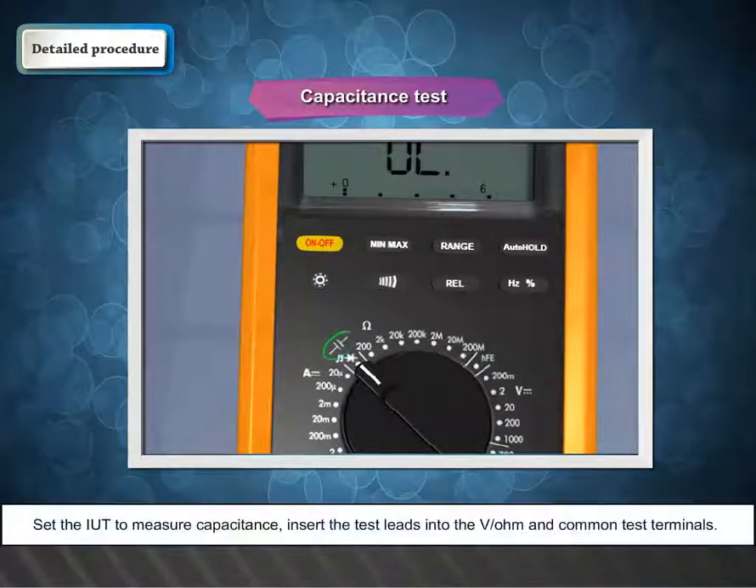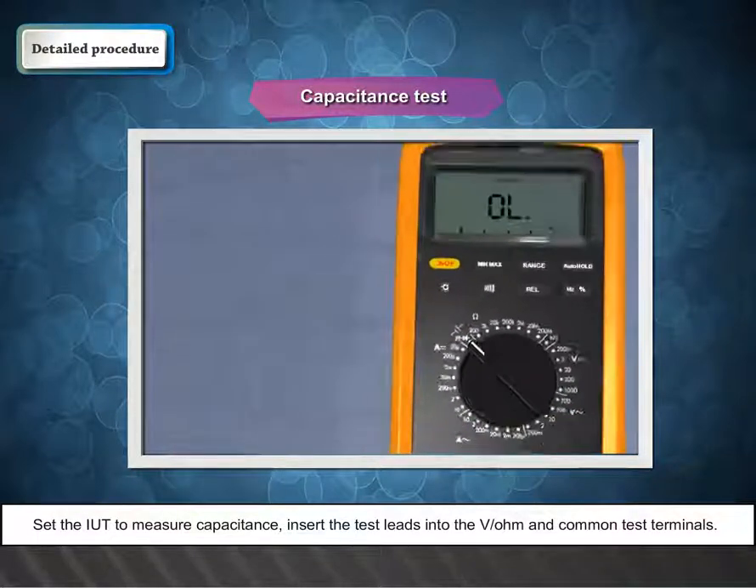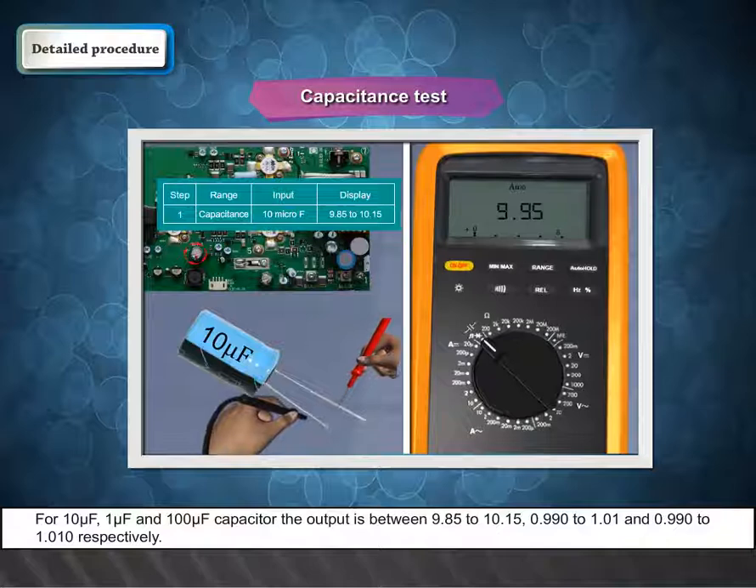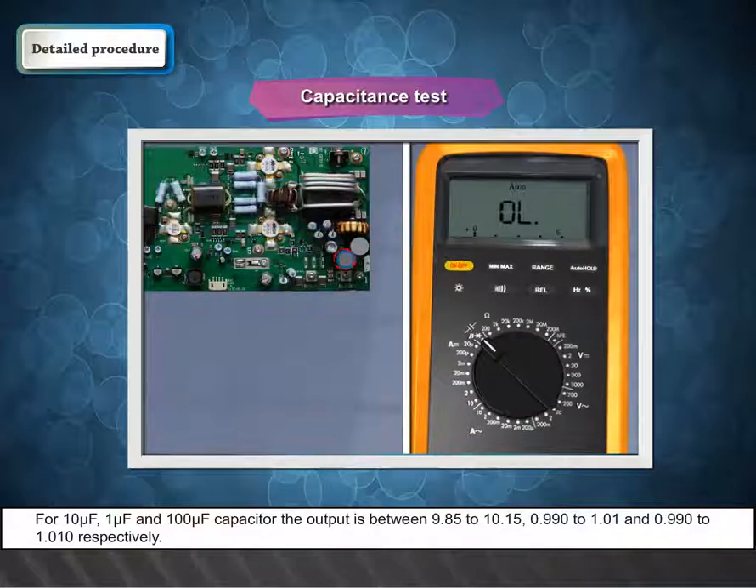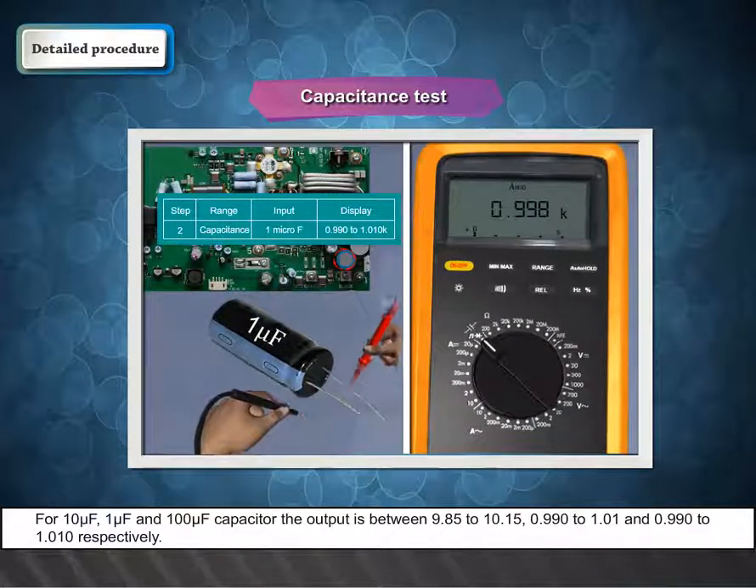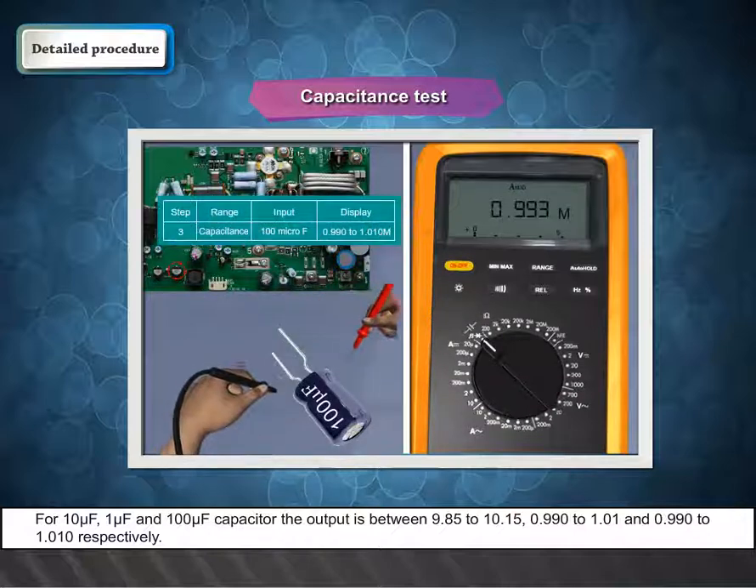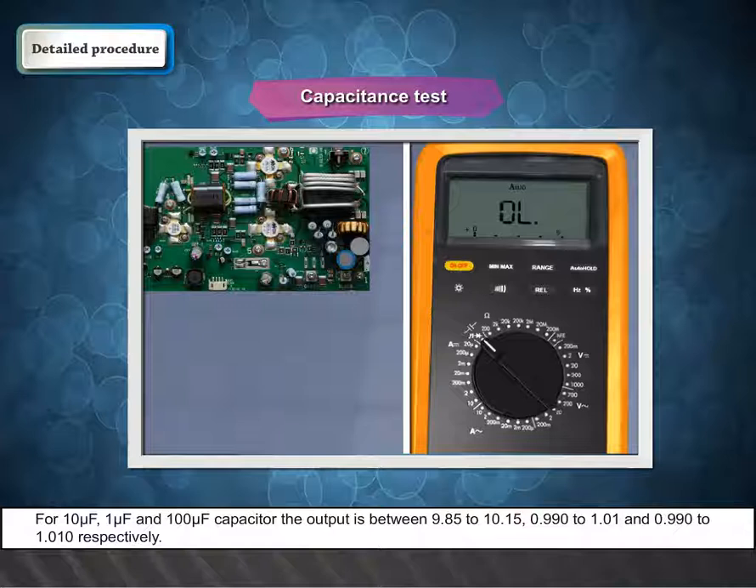Capacitance test. Set the IUT to measure capacitance. Insert the test leads into the voltage per ohm and common test terminals. For 10 microfarad, 1 microfarad and 100 microfarad capacitor, the output is between 9.85 to 10.15, 0.990 to 1.01 and 0.990 to 1.010 respectively.